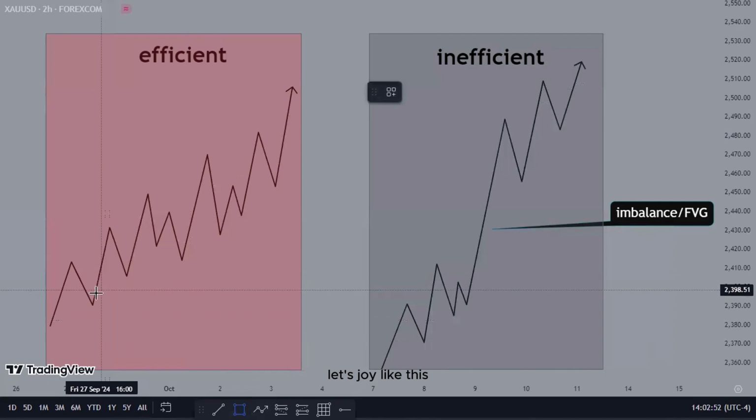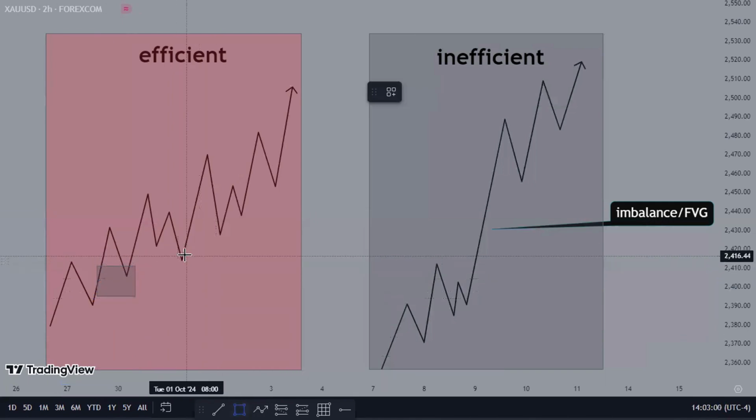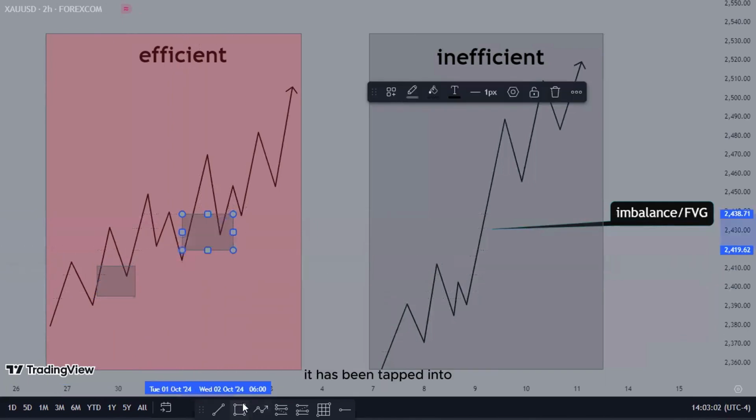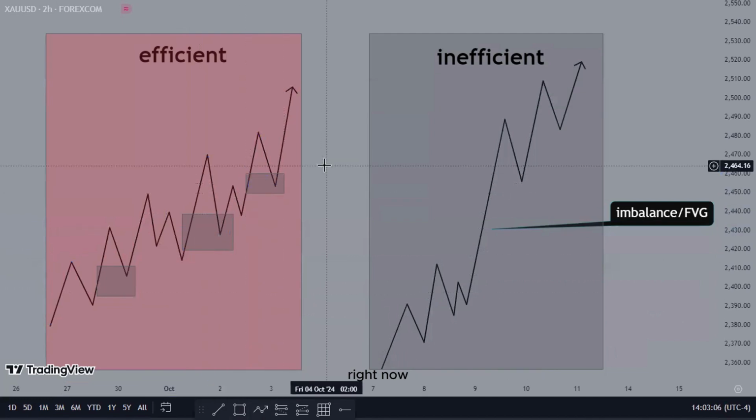Let's draw it like this. Let's say this is an imbalance right here. It has been tapped into. Let's say this is another imbalance right here. Another imbalance right here. It has been tapped into. This other imbalance right here has been tapped into, right? Now, these are all levels that the price will leave on its way up.